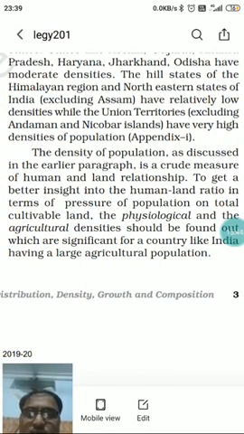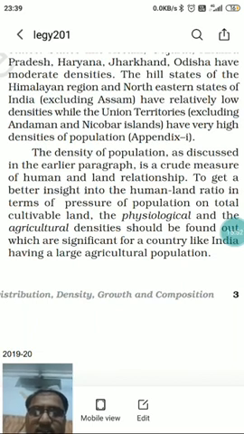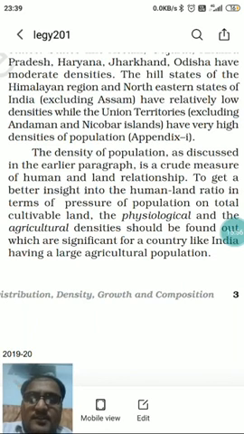Density of population is a crude measure of human and land relationship, as I already discussed above. Density of population is the ratio between the number of people residing and the area in which they used to stay, means they used to settle, means population divided by area. So density of population is a crude measure of human and land relationship.